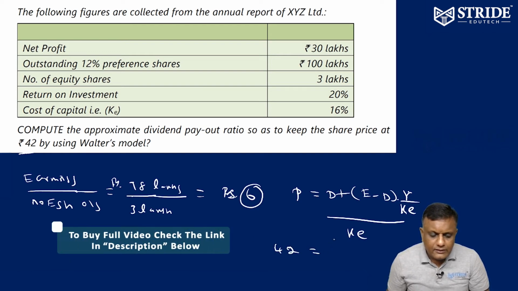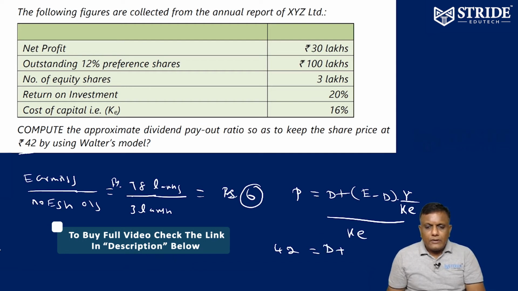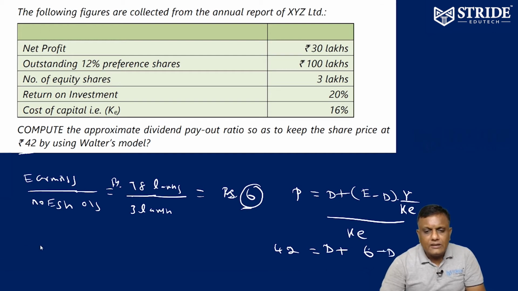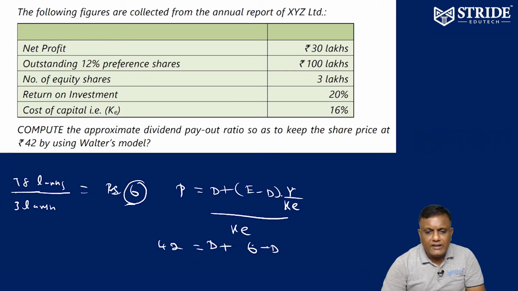Dividend, that is question mark. D, E is equal to the dividend amount, which is equivalent to 6 rupees. We just found that now: 6 rupees minus dividend, 6 minus D.